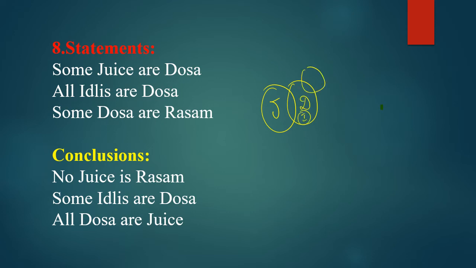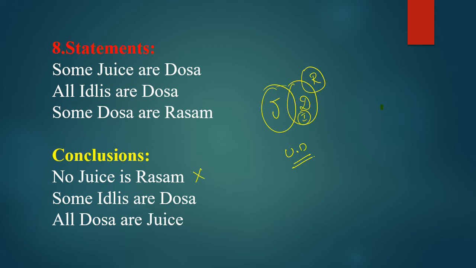Some dosa are rasam. So this is the minimum overlap diagram. No juice is rasam. So the juice circle is here, the rasam circle is here. There is no overlapping between juice and rasam. So it's a clear case of undefined. So when the relation between any two entities is undefined, any single definite conclusion like this would be wrong.